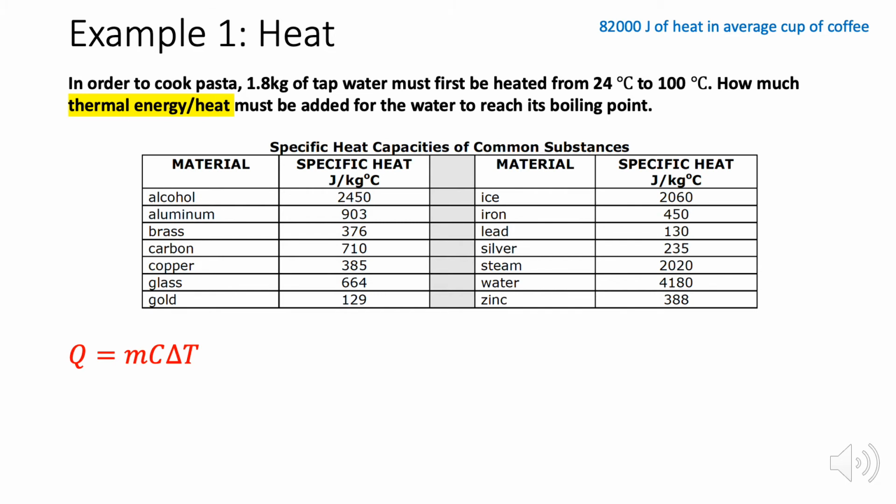We always want our mass to be in kilograms, or it could be in grams, but since the specific heat chart gives specific heat in joules per kilogram degree Celsius, we want our mass to stay in kilograms. So we have 1.8 for our mass. Now for our specific heat, remember, since we're talking about heating up water, it is 4,186.